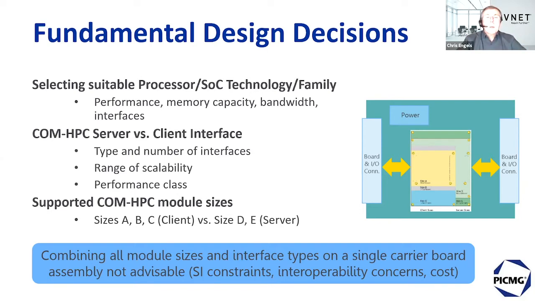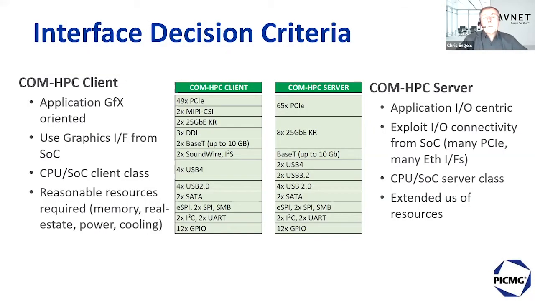As said, there are two interface choices defined in the COM-HPC specification. There's the COM-HPC client and there's the COM-HPC server interface. The client interface gives you up to 4 graphics interfaces, which can come out of the system on chip located on the module. So you can make direct use of those.